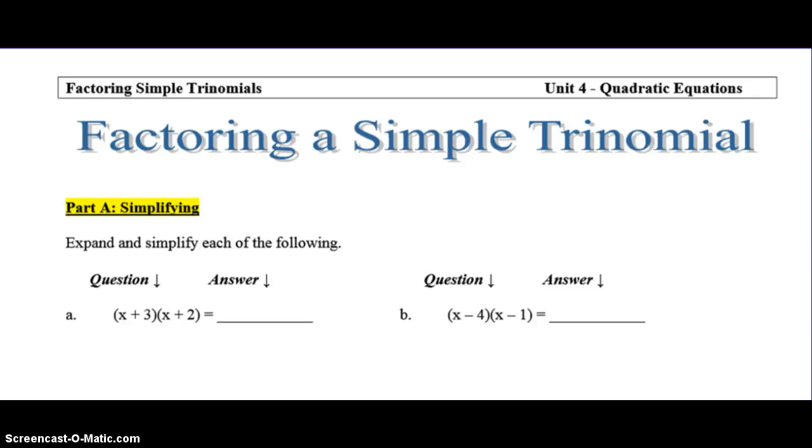Hi there! Who is ready to factor a simple trinomial? I'm sure you all are. You're very excited, I know.